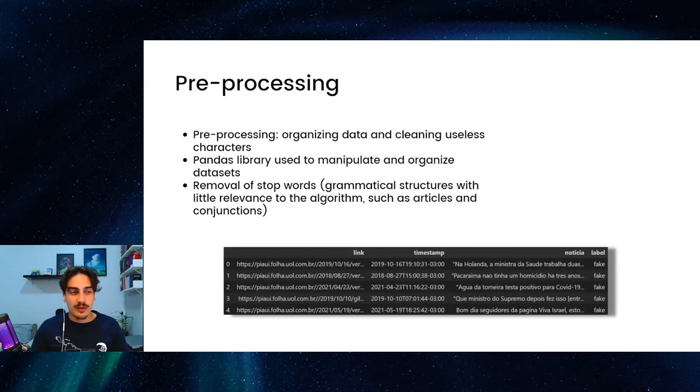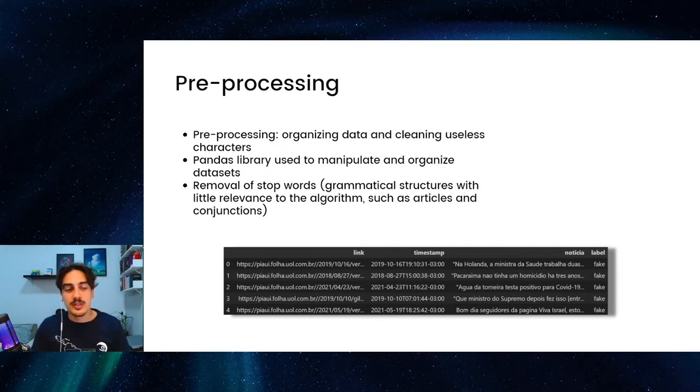Moving on, we got the pre-processing step. The pre-processing consists of organizing the data and cleaning useless characters, for example, points and commas. So I used the pandas library to manipulate and organize these data sets. One important step is the removal of stop words. By the way, stop words are grammatical structures with little relevance to the algorithm. We can think of stop words like articles or conjunctions, like O, A, the. Those words are not very relevant for the algorithm, so we took them out.